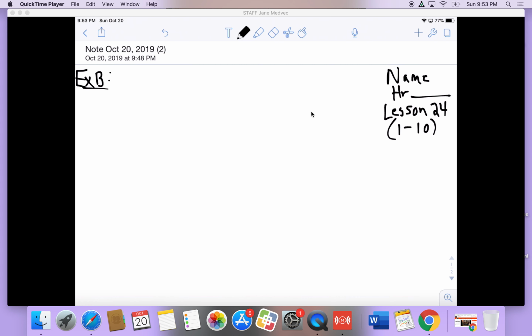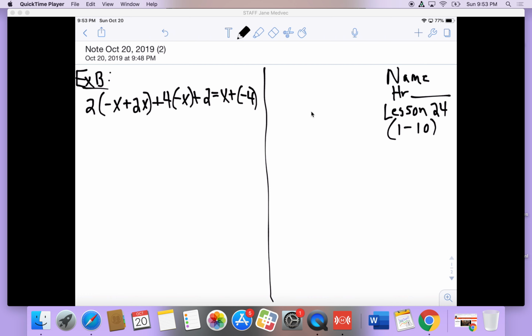I end up with 2 parentheses negative x plus 2x parentheses plus 4 parentheses negative x parentheses plus 2 equals x plus negative 4. So that's the problem from the app. And what we're going to do, again, we're going to cut our paper in half. Let's go ahead and take a look at a few things.